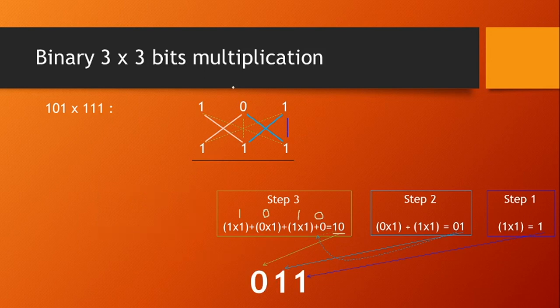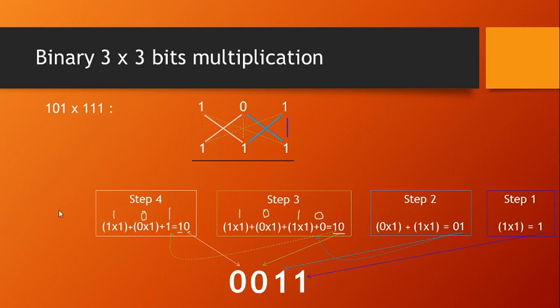What is step 4? Step 4 is the last two bits, cross multiplication and their addition. So step 4 is 1 into 1 plus 0 into 1, plus the previous bit, the carry from step 3. So 1 into 1 is 1, plus 0 into 1 is 0, plus 1. So 1 plus 0 is 1, 1 plus 1 is 10. So the carry is 1 and the sum is 0. Keep the 0 in the result, and the carry out will be added in step 5.